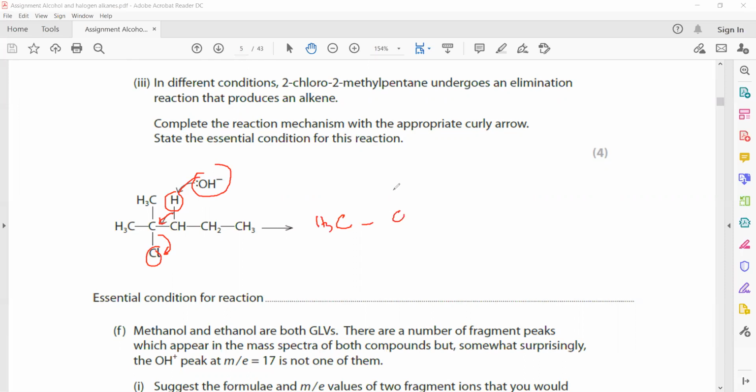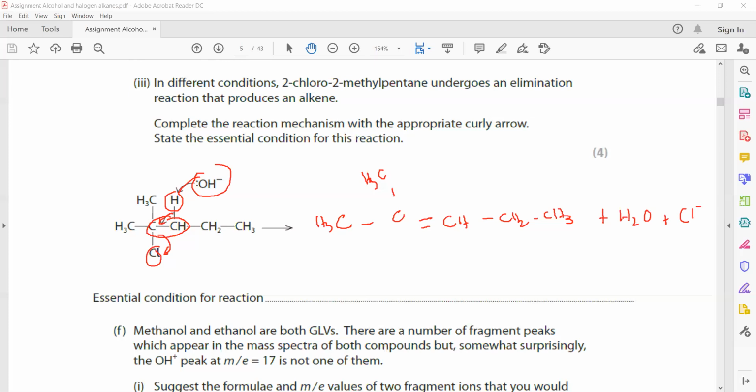CH3 is there, CH3. Between these two carbons, because the halogen will leave and the hydrogen will leave, they will have a double bond. Hydrogen is there, then CH2 and CH3. And H and OH are being removed. So when H and OH are removed, it will produce water, H2O, and the chloride ion is there, which is also taking both of the electrons, so Cl- will be there.